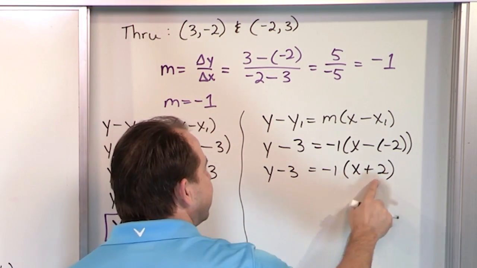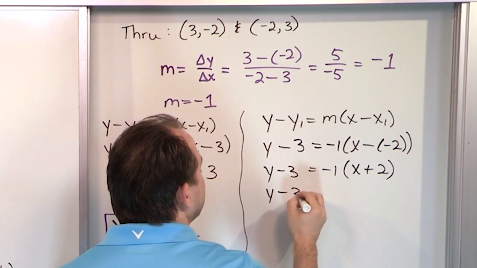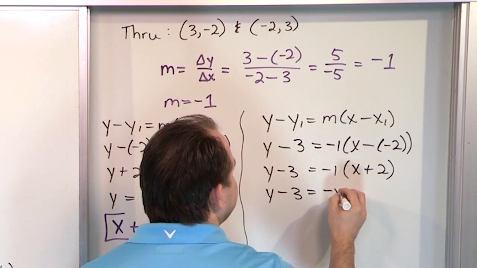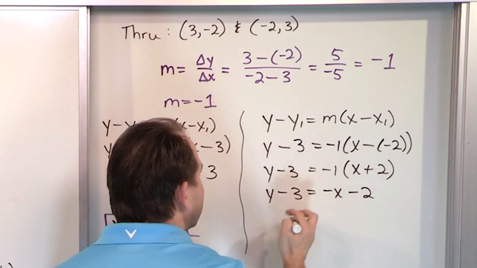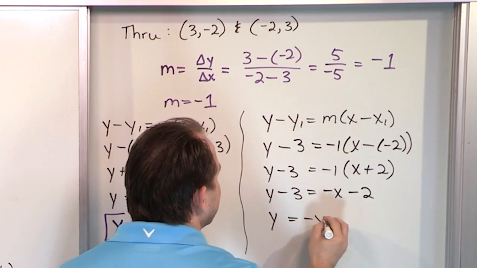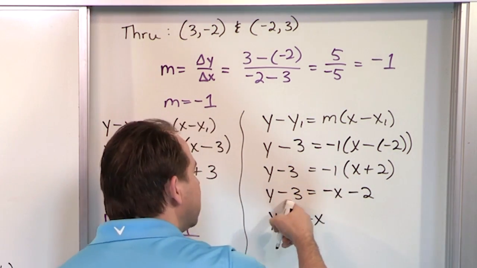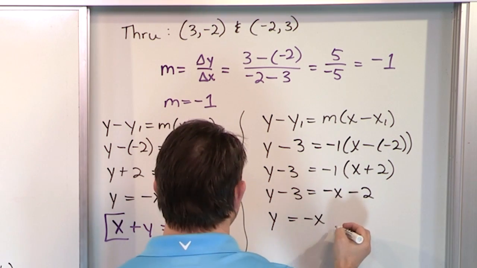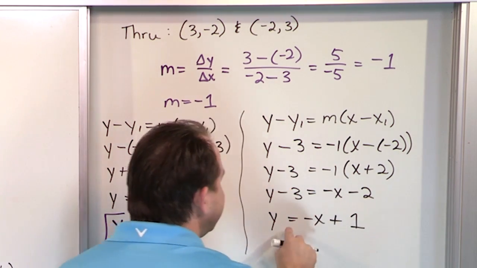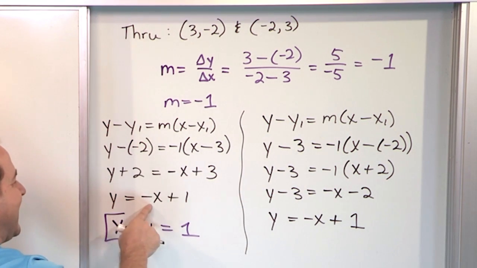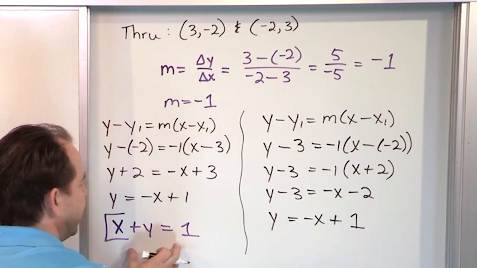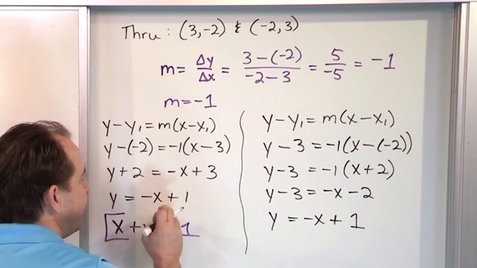And then the next step, let's distribute the negative 1 in. Negative 1 times x is negative x. Negative 1 times 2 gives you negative 2. And now let's add the 3 over. So what's going to happen over here when you have negative 2 plus 3? Negative 2 plus 3 is going to give you a 1. So the equation I got for the line in slope-intercept form, negative x plus 1, is exactly the same as what I got here. So of course it's going to be the same standard form. These are the same thing.